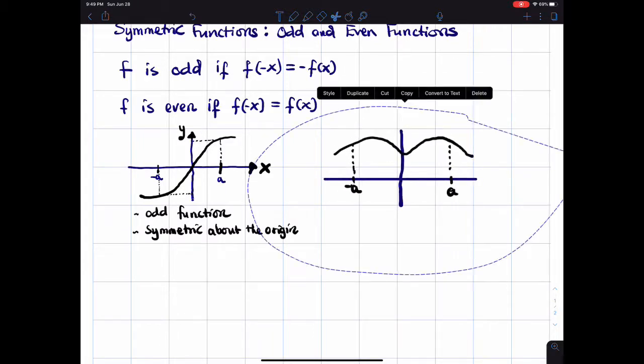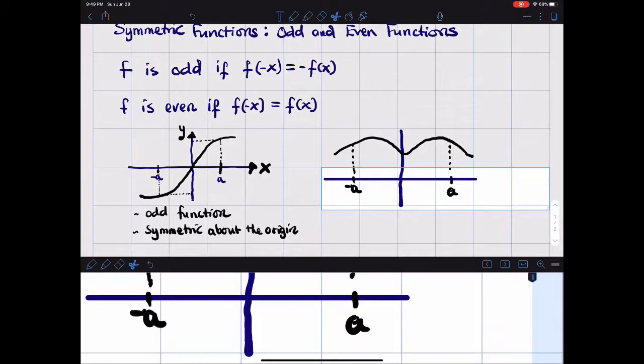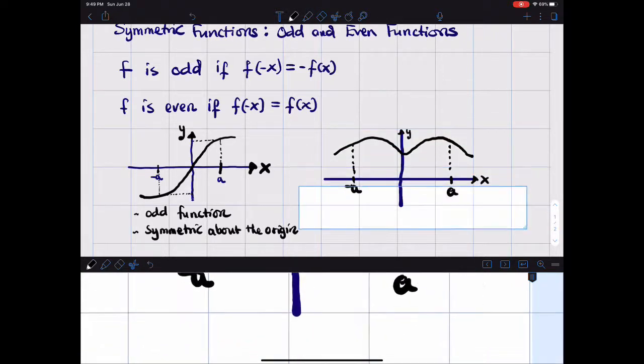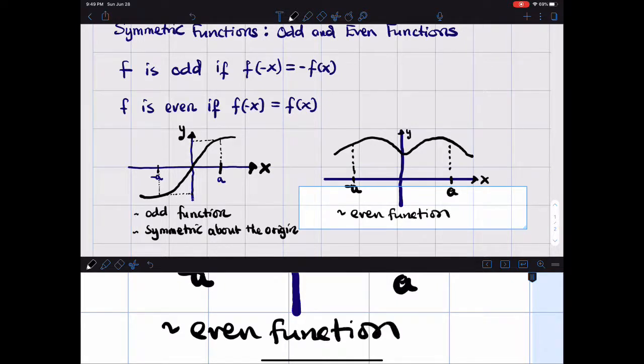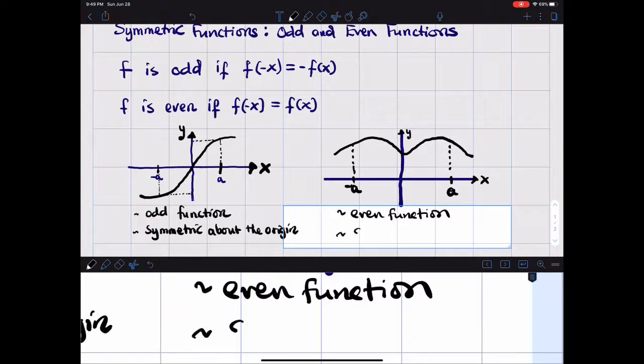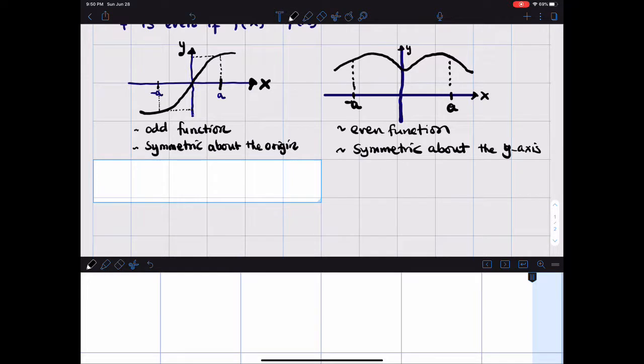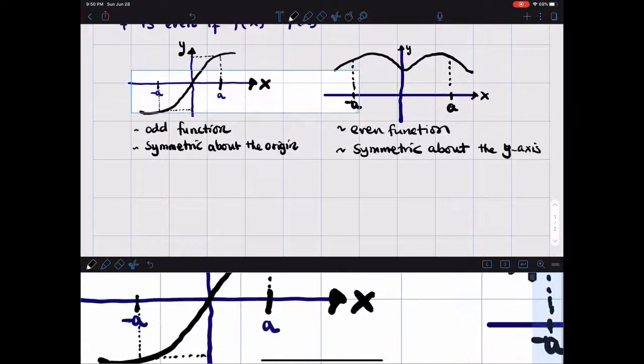So let's see, put this here. This is our x-axis, and that's our y-axis. So this function is symmetric, or it's an even function, and its graph is symmetric about the y-axis in this case. Okay, why are we doing all this? Because we would like to make use of these properties to compute integrals.